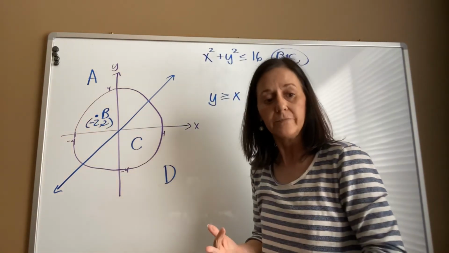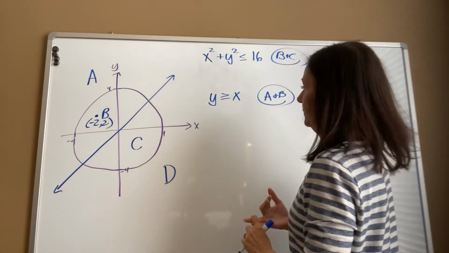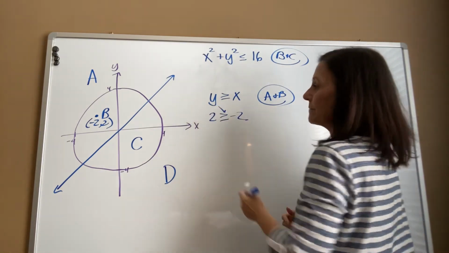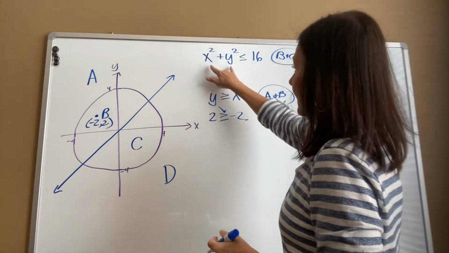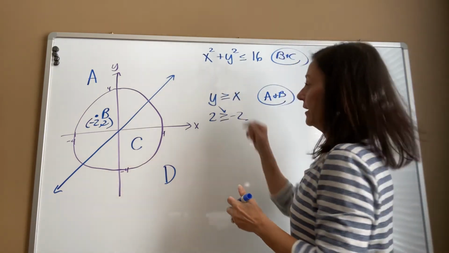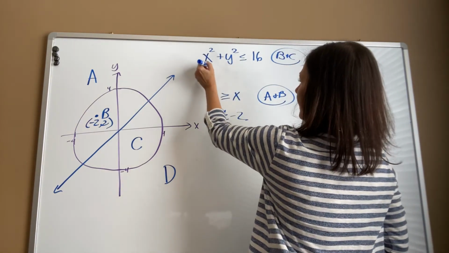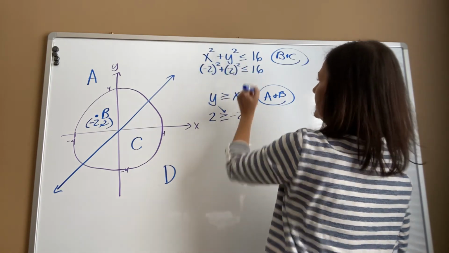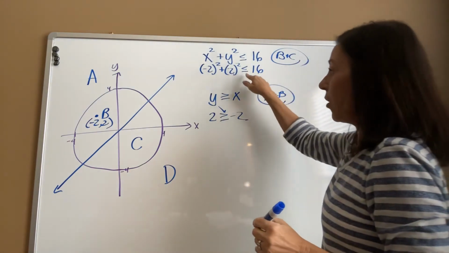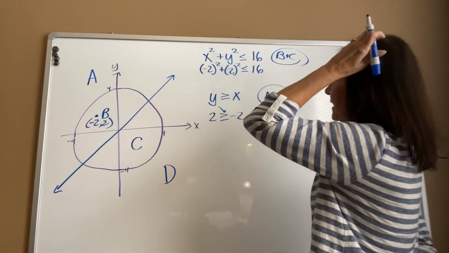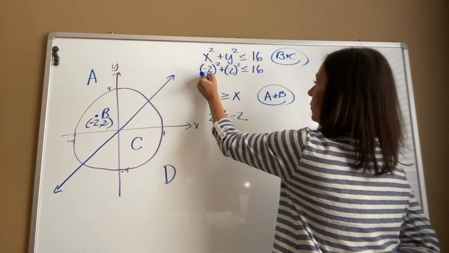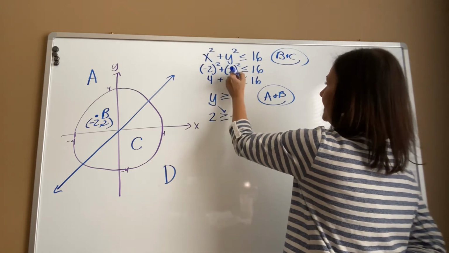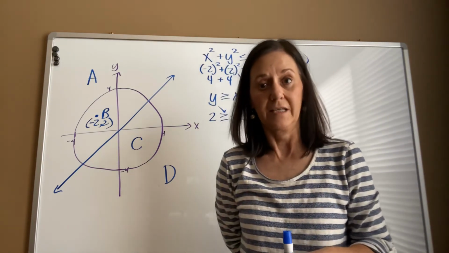When x is negative 2, y is positive 2. All right? So is 2 greater than or equal to negative 2? It absolutely works for the linear function. Now let's see if it works for the nonlinear function. So we have negative 2 squared plus 2 squared less than or equal to 16. Less than or equal to, all right? So negative 2 squared is 4 plus 4. Is it less than or equal to 16? Yes, 8 is less than 16.